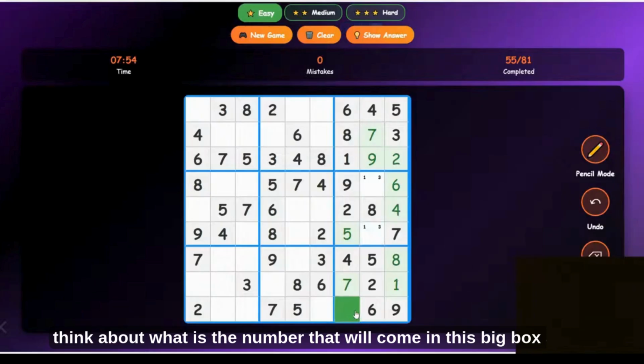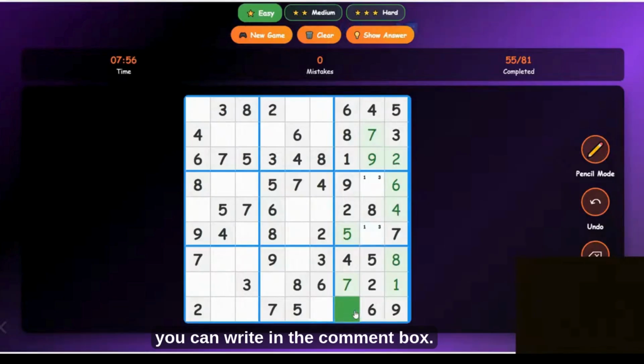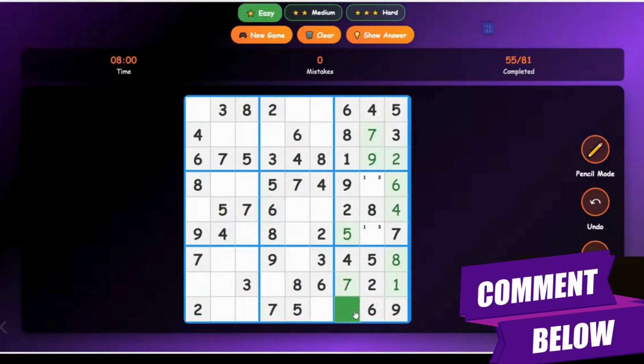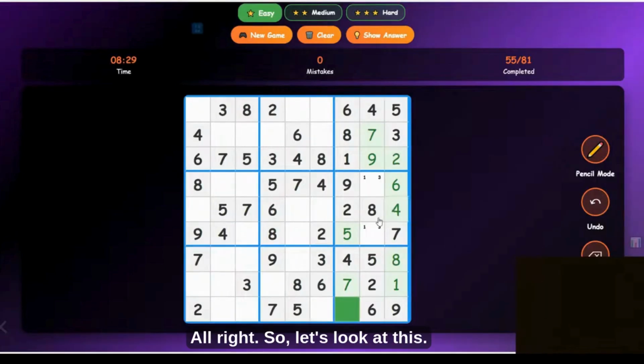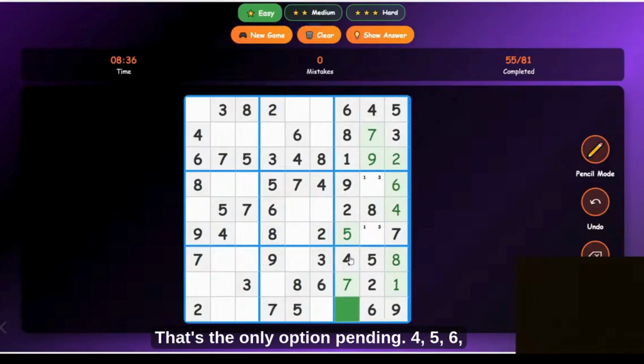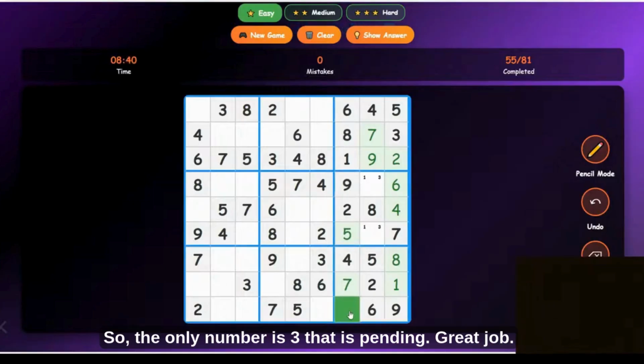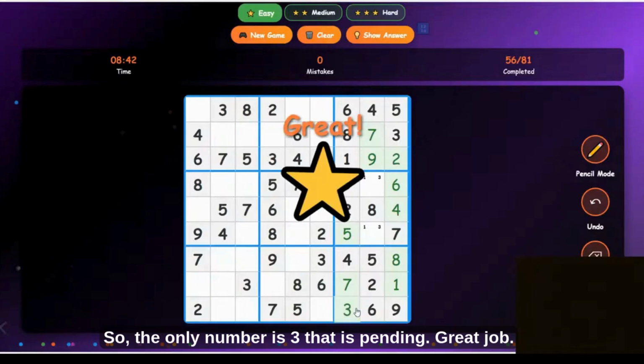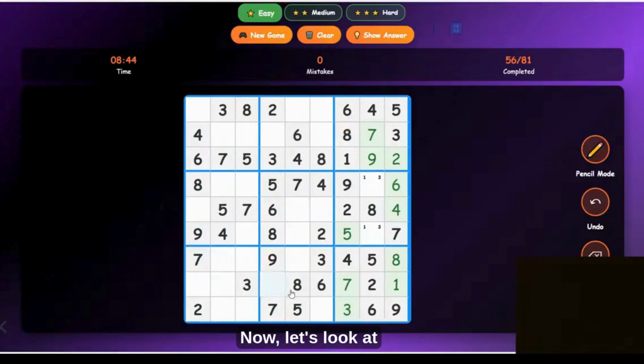Now think about what is the number that will come in this big box, and you can write in the comment box. All right, so let's look at this. 1 we have, 2 we have, we can have a 3, that's the only option pending. 4, 5, 6, 7, 8 and 9 all are there. So the only number is 3 that is pending. Great job.